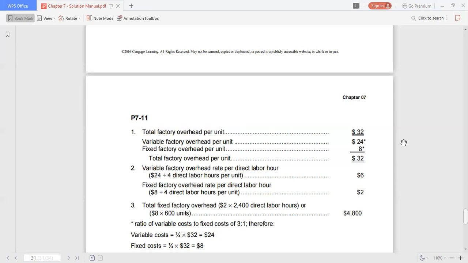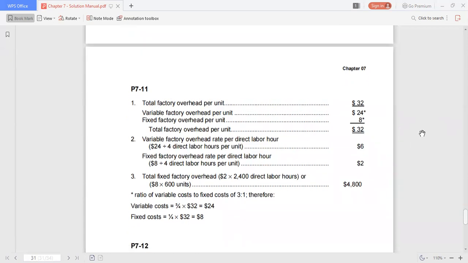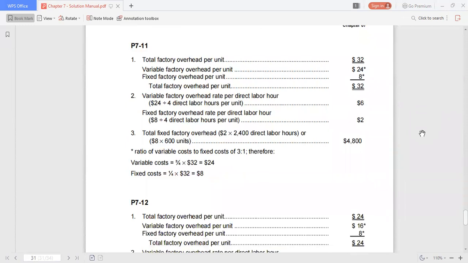So we now have the fixed factory overhead rate per direct labor hour is 8 divided by 4 per direct labor hour per unit. So it's 2. So the total fixed overhead is 2 times 2,400 direct labor hours, or 8 times 600 units. The ratio variable cost to fixed cost of 3:1. So therefore, if you add 3 and 1, that will be 4. That's why for the variable cost, we have 3/4 and the fixed cost is 1/4. For the total fixed factory overhead based on normal capacity.